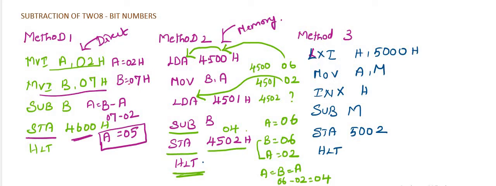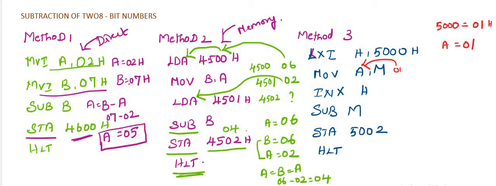Next we will move on to method 3. In method 3 we are using the load register pair instruction, that is LXI. So LXI H, 5000. Here also we are considering the memory location 5000. In 5000 we have the value 01H. Next, that value is moved to the accumulator using the move instruction. So MOV A,M: that 01 is moved to the accumulator. So now the accumulator value is 01.